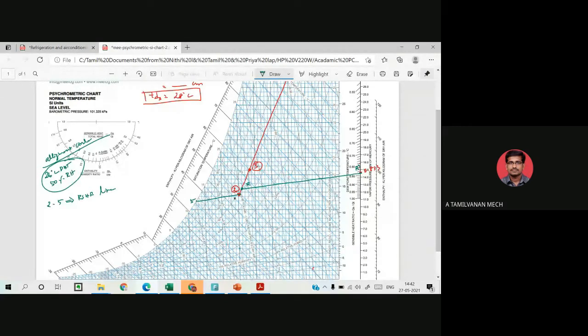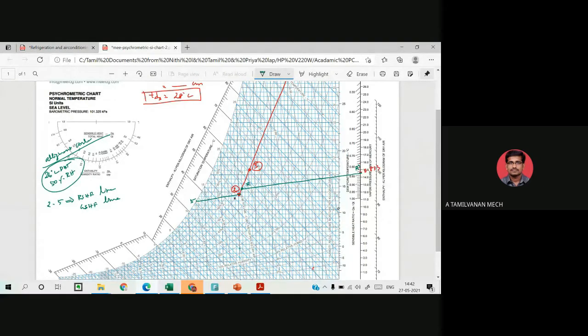Okay, room sensible heat factor line. Next, you are going to draw the grand sensible heat factor line. Before you draw it, the second factor is nothing but the grand sensible heat factor line. So how do you draw the grand sensible heat factor line? We can draw it from point number 3, which intersects the line 2-5.